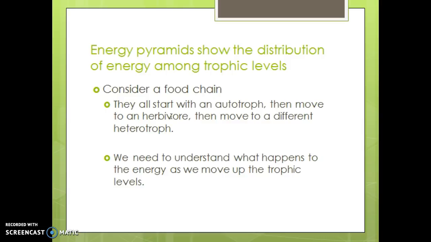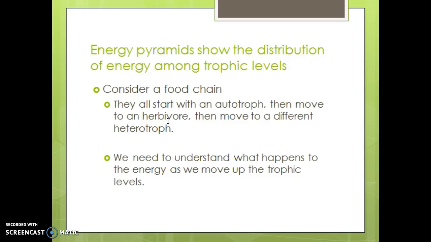Same thing as moving up from this trophic level to this one. These guys have to undergo metabolism, so do these guys, so some of the energy is lost to the environment as heat. And this makes sense if you think about it. When you are active, just like these guys, your metabolism increases.